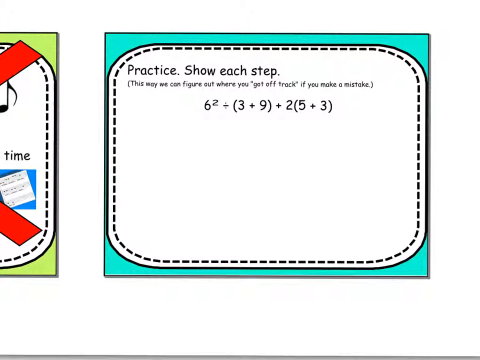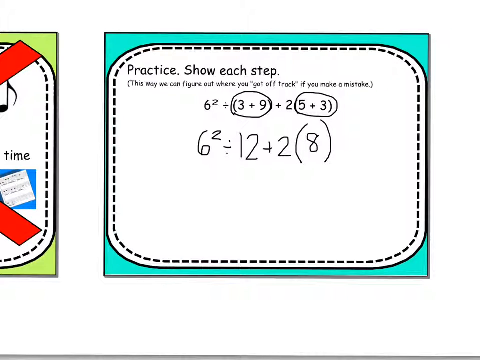So if I think back to the song that you hopefully had a chance to see online, you're going to see that the first part says the letter P for parentheses. We've got to do them first. Okay, so we've got parentheses that we've got to do first. And then you just bring everything else down just as is. So 6 squared divided by 3 plus 9 gives us 12. Plus, now we've got 2 parentheses. 5 plus 3 is 8.